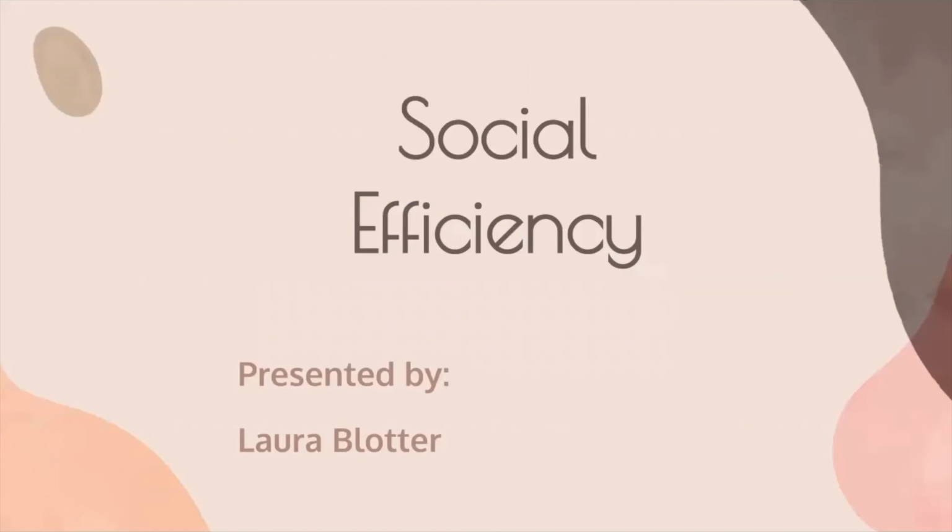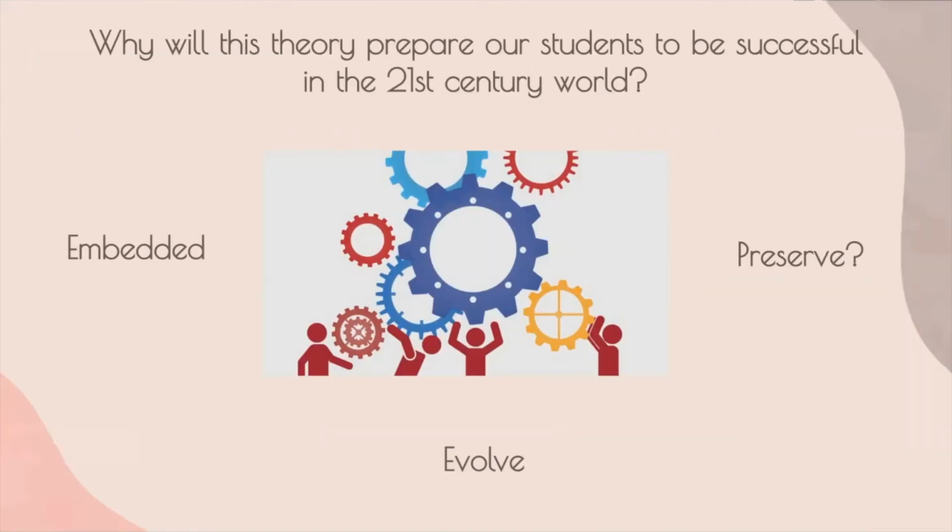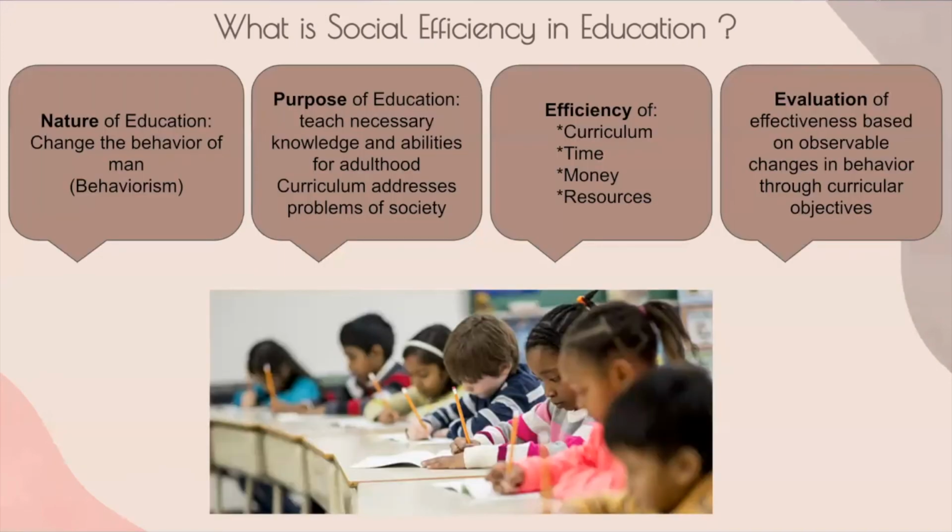Our fourth theory is social efficiency. Social efficiency is embedded in many of our educational practices. We should focus on what social efficiency concepts we should preserve and what we should change. Social efficiency in education calls for direct teaching of knowledge and skills in order to shape children into successful adults.